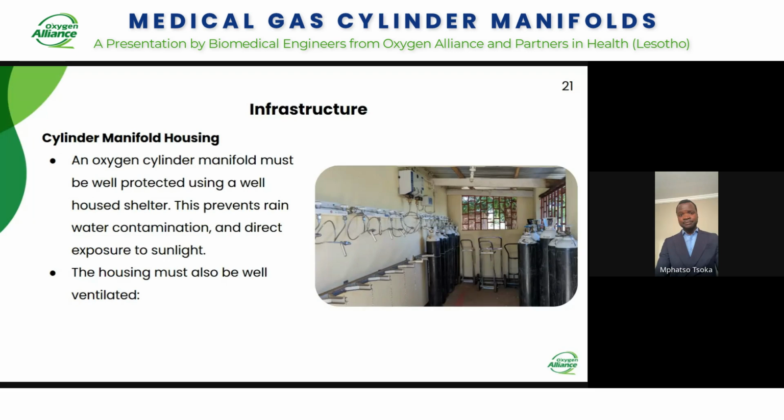Just moving on, the cylinder manifold housing, whether it is the backup manifold or the cylinder feeding manifold, has to be properly housed. As much as we take care of properly housing the PSA plant, the manifold itself also has to be properly housed with a nice shelter, just to avoid contamination, whether it's rainwater, direct sunlight or even dust. This makes sure that the manifold is kept clean, and that oxygen, as an essential medicine, is delivered in its clean state, as it's supposed to be medically. This prevents rainwater contamination and also direct exposure to sunlight.